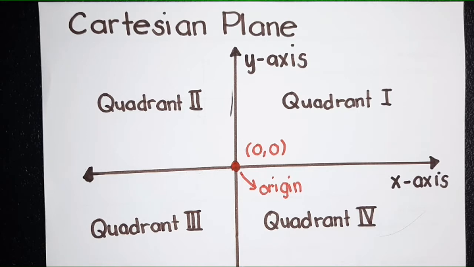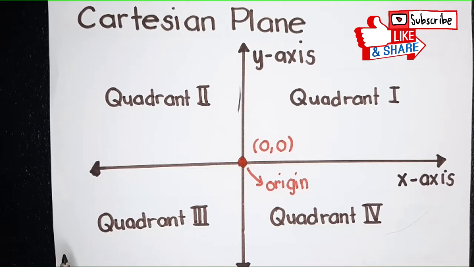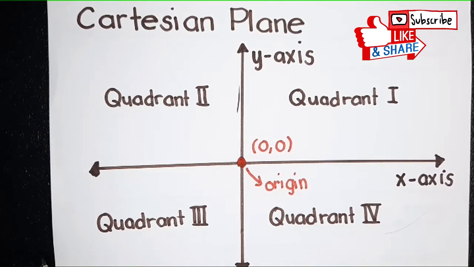Let me help you on how to locate points on a Cartesian plane. But before we do that, let me show you a Cartesian plane. So, kapag Cartesian plane ang pinag-uusapan, you will always see these two lines. And they are perpendicular to each other.